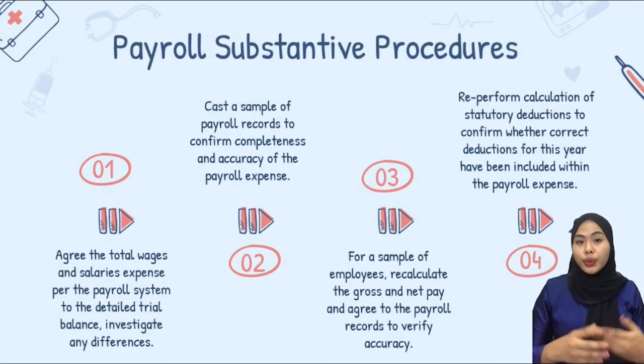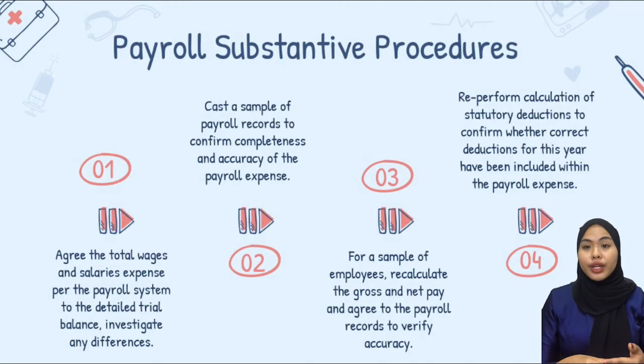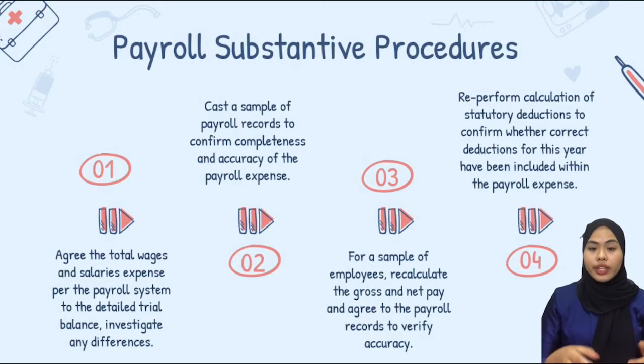First, agree the total wage and salary expenses per the payroll system to the detailed trial balance and investigate any differences. Next, cast a sample of payroll records to confirm completeness and accuracy of the payroll expenses. Next, after casting a sample, recalculate the gross and net pay and agree to the payroll record to verify accuracy, and then re-perform the calculation of statutory deductions to confirm whether the correct deductions for this year have been included within the payroll expenses.